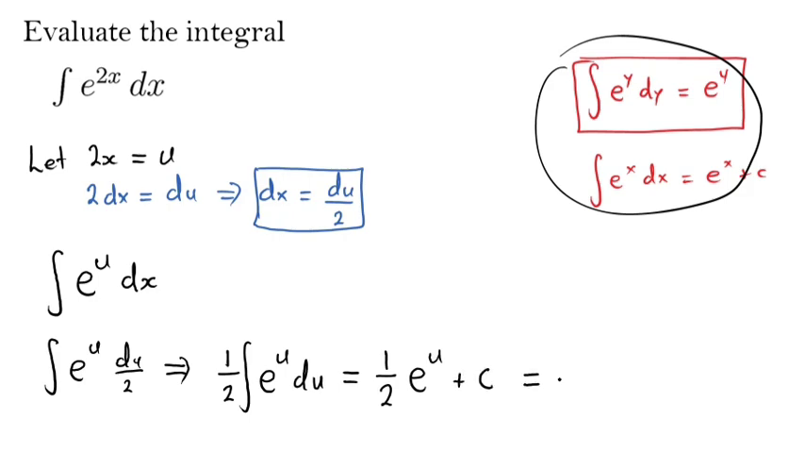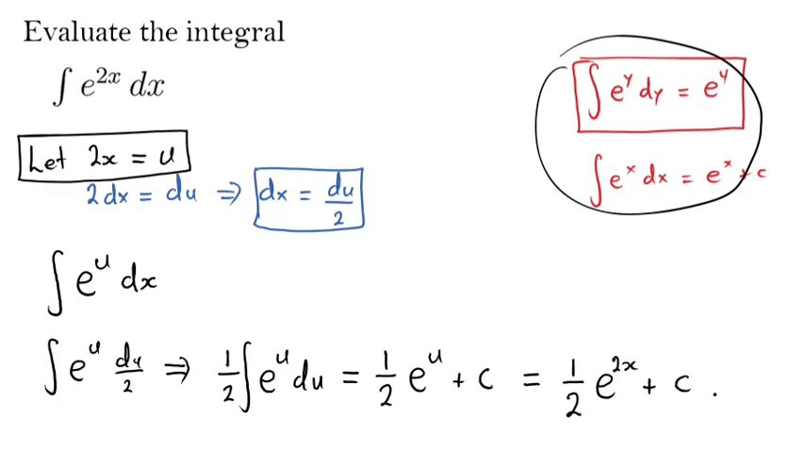So for the final answer, replace u. Remember the assumption that we made? u was 2x, so replace u. Our final answer will simply be half e to the power 2x plus the constant of integration c.